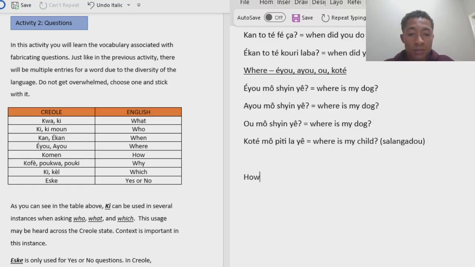For how, luckily for y'all, there's only one word, and that is como. It might sound like the Spanish como, but this one is more nasalized. Como. Actually, Theo, thank you for saying that. Kikote. Older people in Southeast Louisiana typically use kikote. So to do that exact same sentence, kikote mopiti. Kikote mopiti.